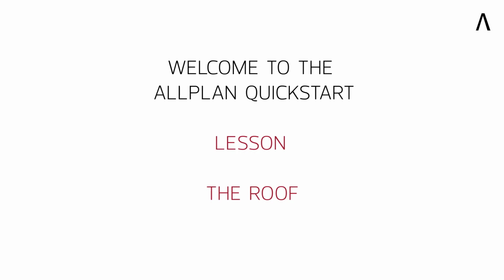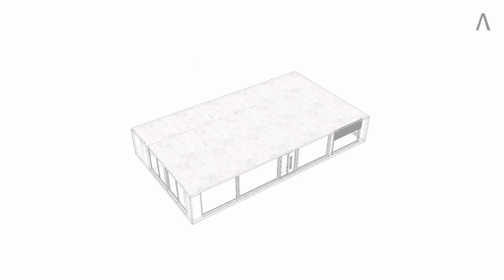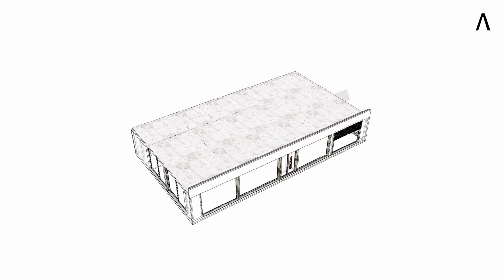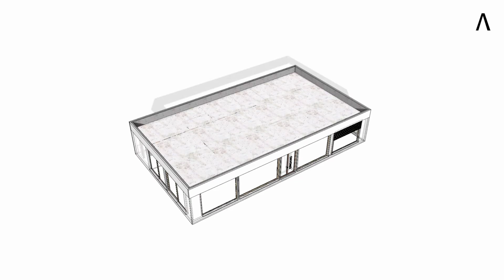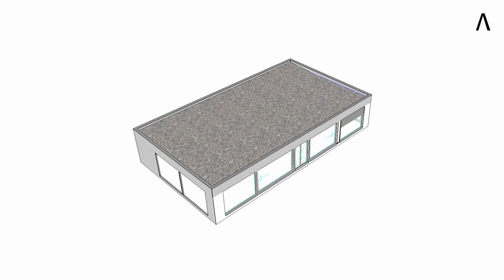Welcome to the Allplan Quickstart lesson Roof, in which we will now create the roof components. What should you expect from this lesson? In this lesson, we're creating the attic walls and an encircling sheet metal profile on these. We will quickly and easily design a roof, and then also the story component that will give us the facade preview.